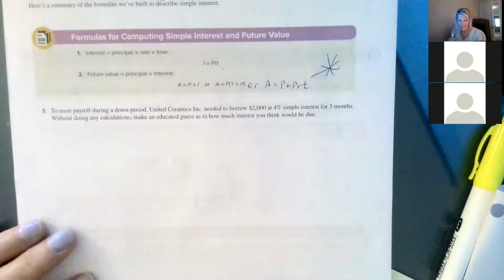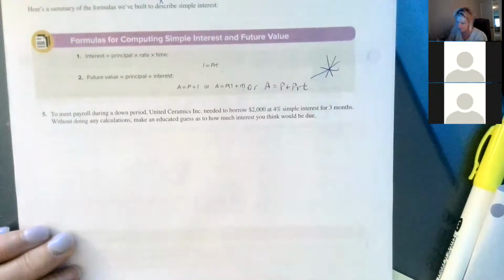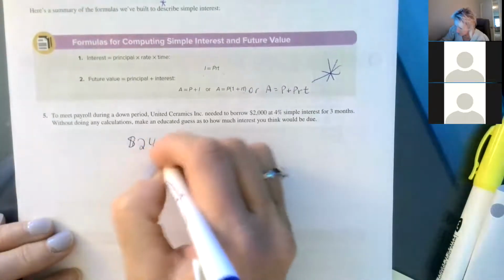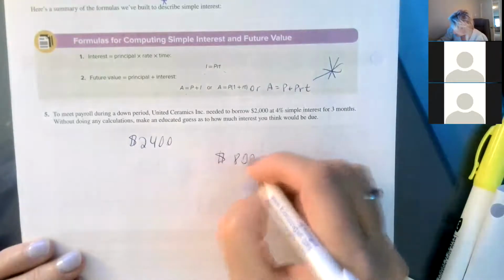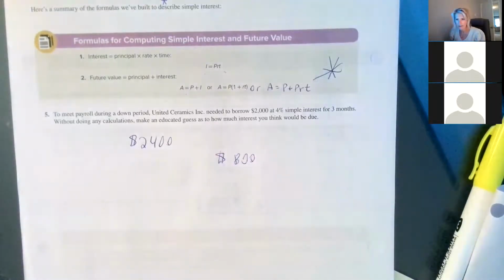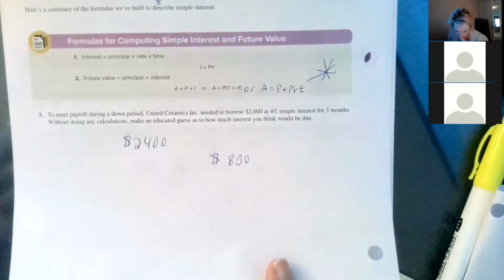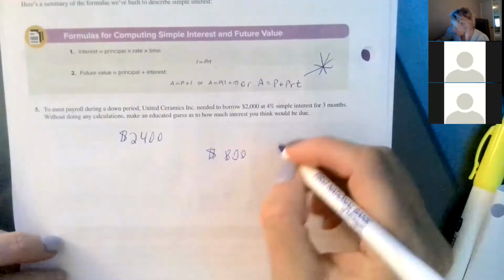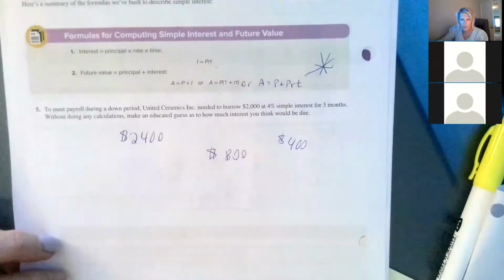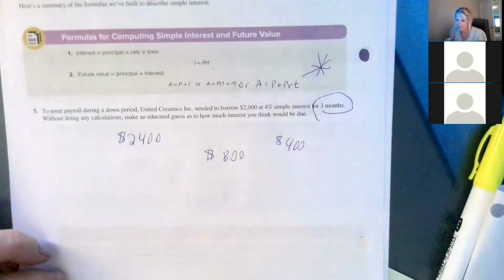Did anybody make a guess? I guess 2,400. Okay. Carter, do you have a guess? I guess 800. Oh, how much interest? I see. I just guessed the full amount. It's all right. Four or 400? 400. Okay, Carter guessed 400. The one thing I think we need to pay attention to is 3 months. I guessed 800. I just took 4 times 2,000 and moved a decimal, but I didn't really do anything with it. So let's look at number six here.